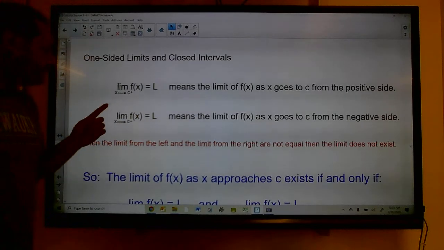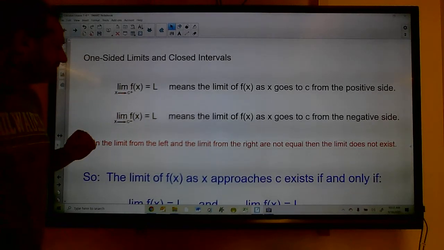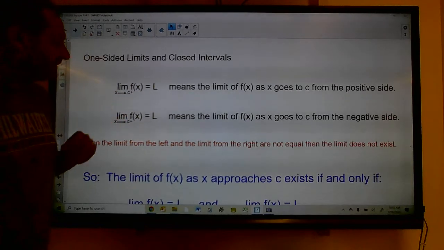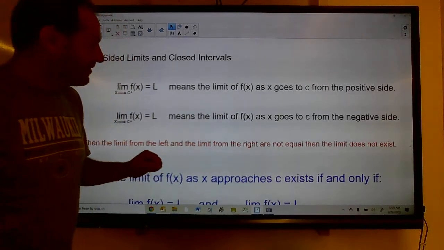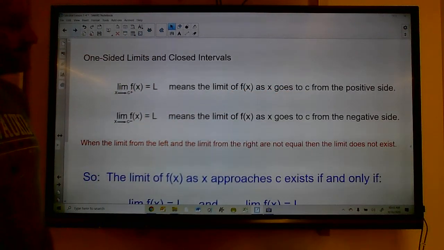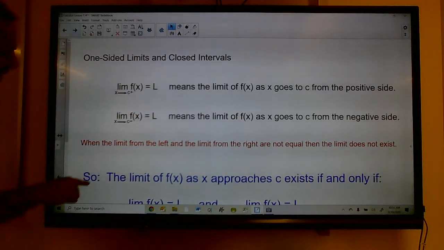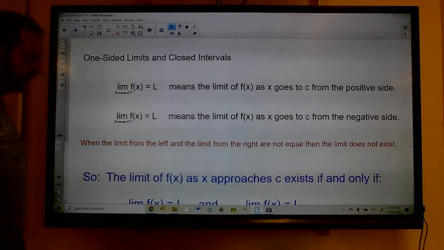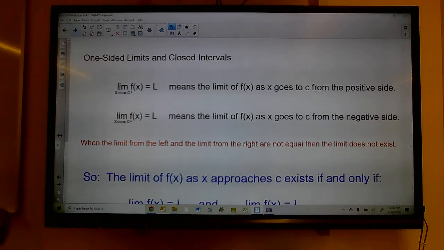One-sided limits. So we say the limit as x goes to c from the positive side of f of x equals L. That means that, this just spells it out right here. The limit of f of x as x goes to c from the positive side. So you got a little plus right here. Notice this one, the only difference is it's got a little minus. That means that it's the limit of f of x as x goes to c from the negative side.